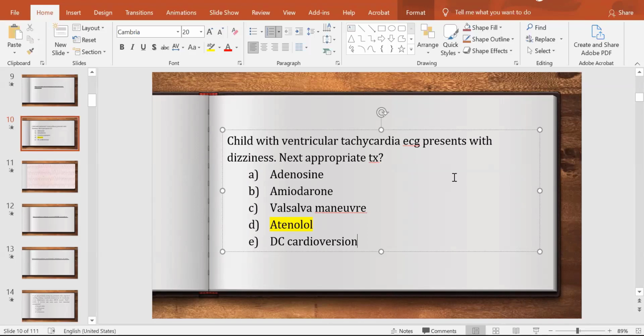Yes, any unstable thing, especially unstable SVT, you should go for DC shock first, right? For Valsalva, there is no specific age group that we can start with. If the child understands how to do the Valsalva maneuver, then we can give it a try. We don't need to try it in a 4-year-old kid who will not understand how to do the Valsalva. But a 12-year-old, yes, we can give it a try. But why would we try Valsalva when just ice water immersion can help?